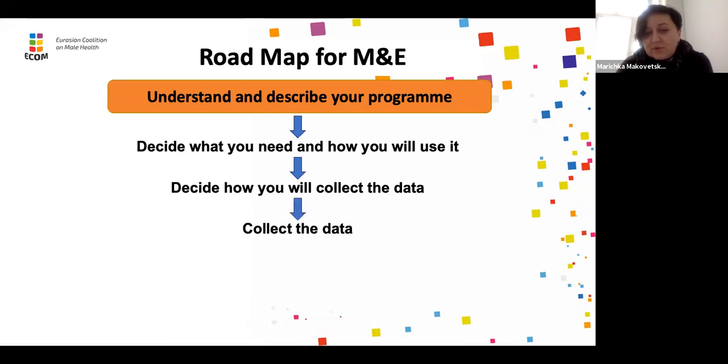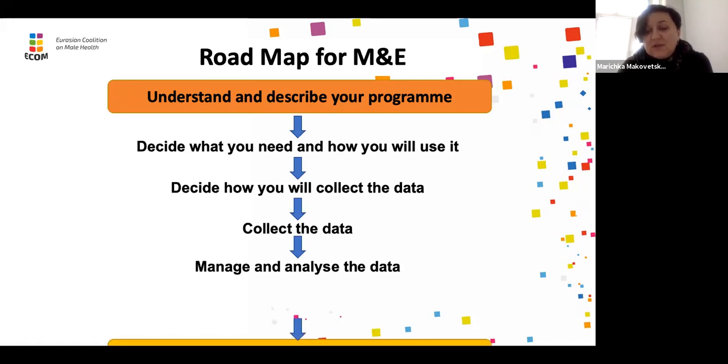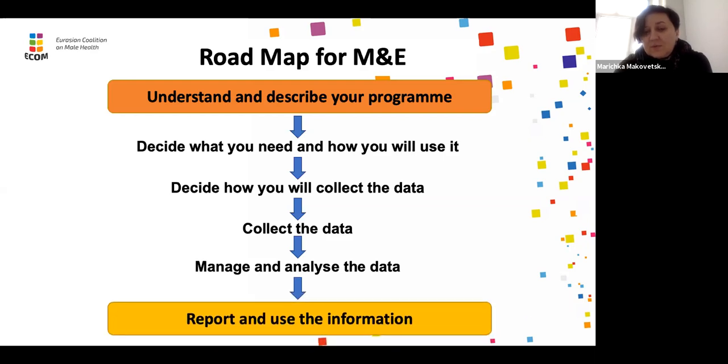We will talk about this later. Then you collect the data that you have in mind. You manage and analyze this data to understand what you did and if there is any progress in your activities. And as a final step, you report the information that you use.